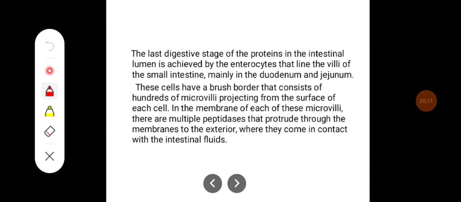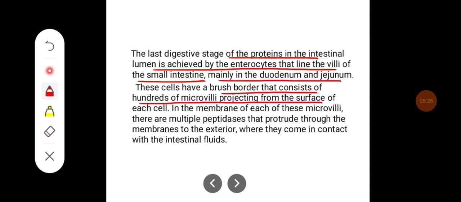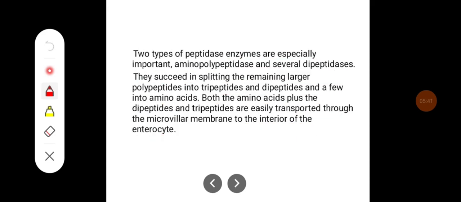The last digestive stage of the proteins in the intestine lumen is achieved by enterocytes that line the villi of small intestine, mainly in the duodenum and jejunum. These cells have brush border that consists of hundreds of microvilli projecting from surface of each cell. In the membrane of each of these microvilli, there are multiple peptidases that protrude through the membranes to the exterior, where they come in contact with the interstitial fluids.